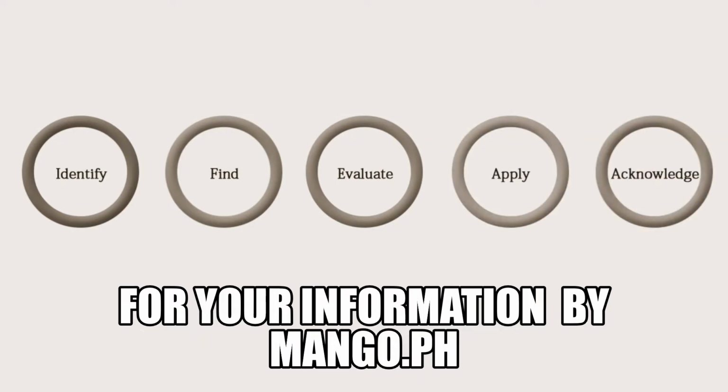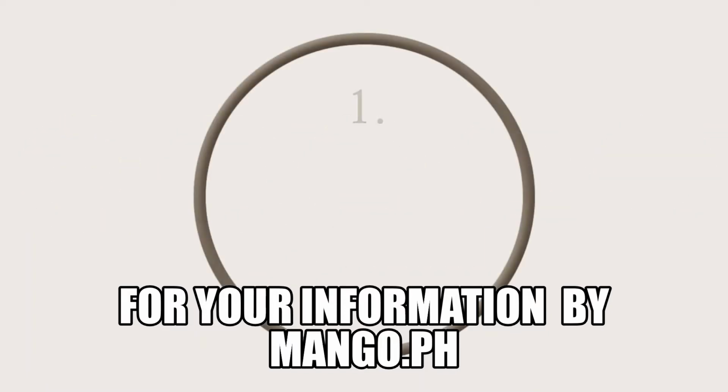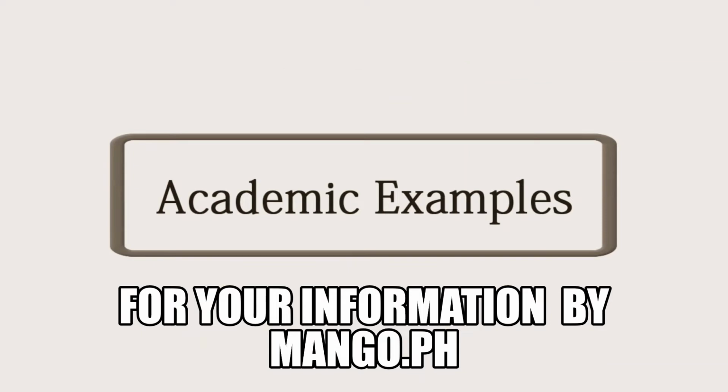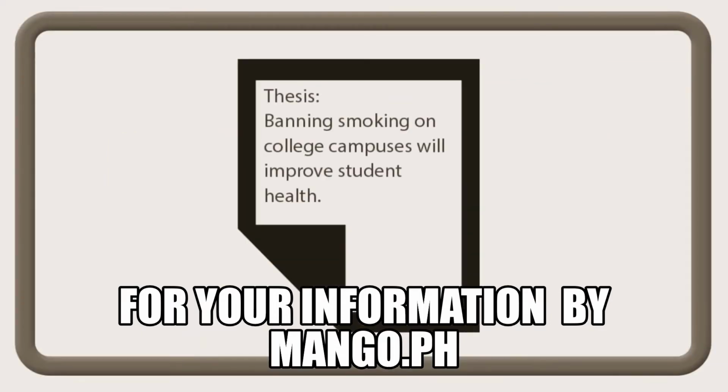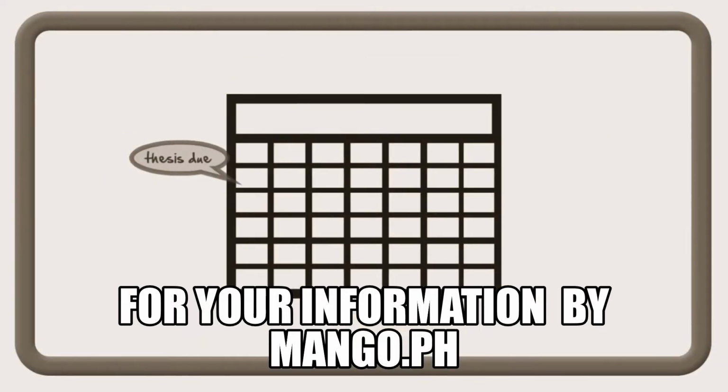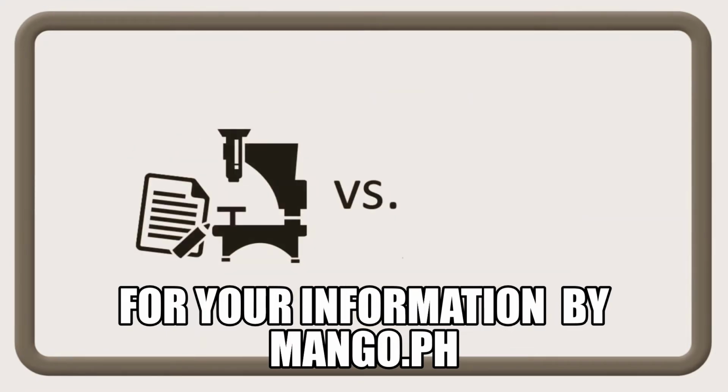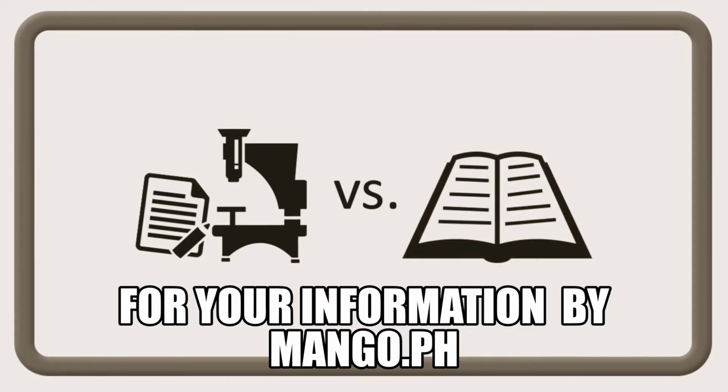Information literacy can be divided into 5 separate components. Let's take a look at how each of these components applies to success in college or university and in real life. The first component is about identifying the nature and extent of the information you need. Academic examples include writing a thesis statement, creating a timeline and plan to complete a research paper, and differentiating between primary sources of information like findings from research and secondary sources of information like a book about the results.